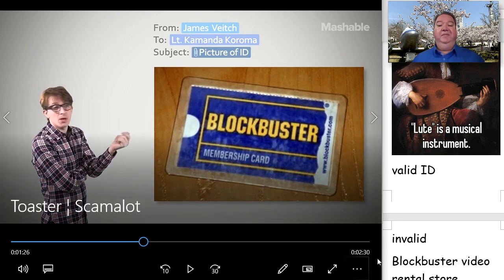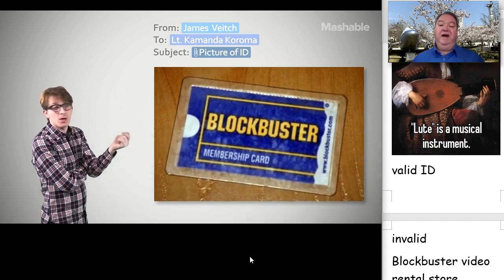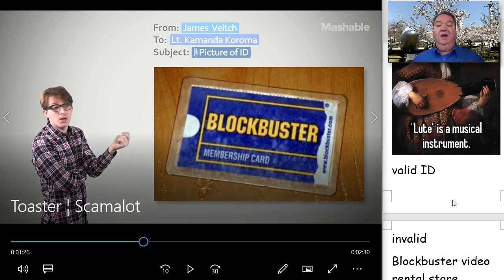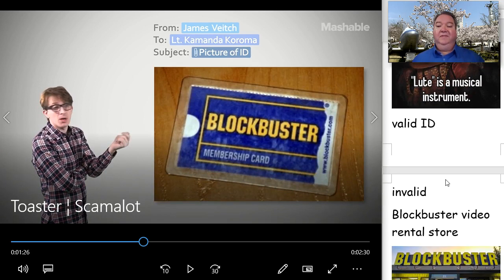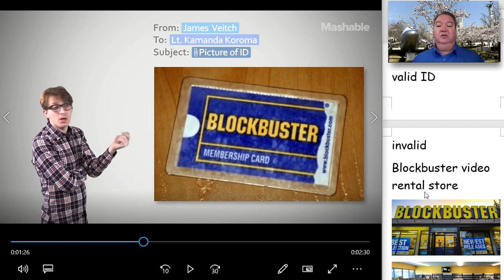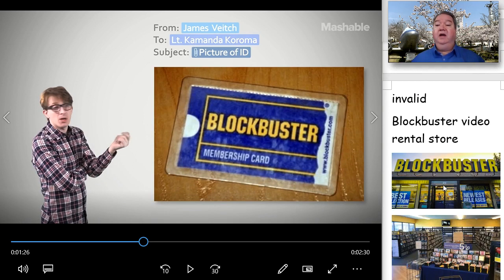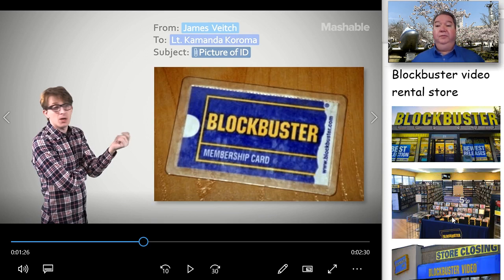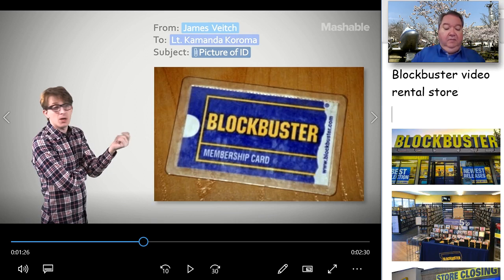So this is what he sent him, his Blockbuster membership card. And he says, well, it was valid at the time. Have you heard of Blockbuster? Blockbuster was a video rental store. Huge chain across the U.S. I don't know if they were global or not, or in other countries. But in the U.S. it was a huge chain. And it was a video rental store. They had the old VHS tapes. I don't know if any of you remember those.